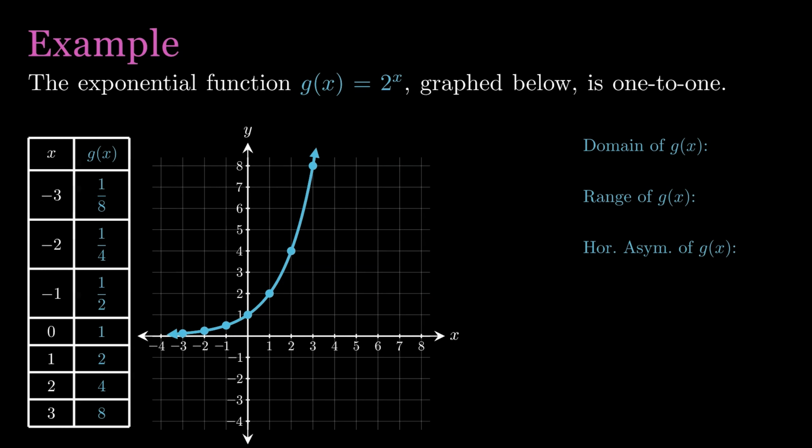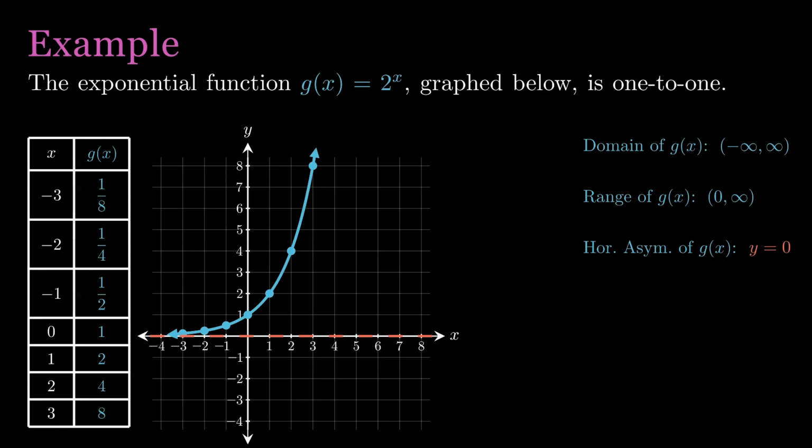The domain of this function was all real numbers, the range was the open interval from 0 to infinity, and the horizontal asymptote was the x-axis. That means the line y equals 0.